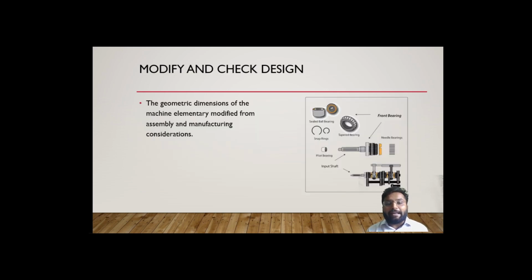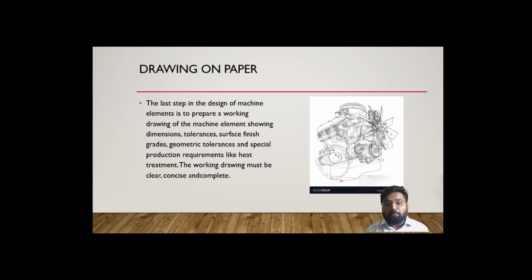Then, depending on that, we will modify and check our design. This modification and check of the design takes place depending on the function of our component. While providing this function, we can have these modifications, as well as modifications for a particular assembly, while mounting it on our machine. Then the final step of machine element design is the drawing on paper. After the modification, dimension, failure mode criteria and material selection, we will have our final drawing on paper.